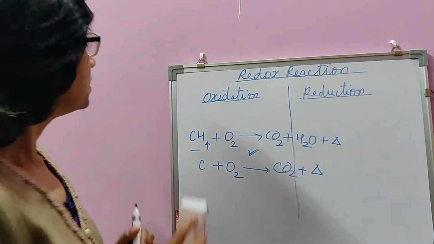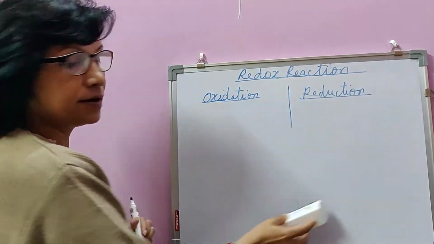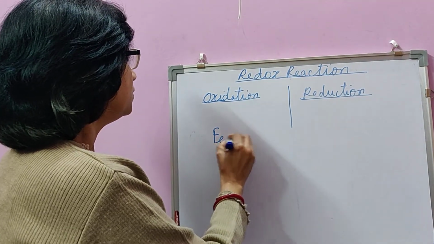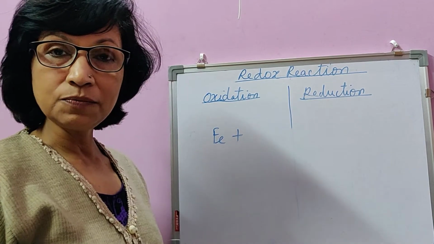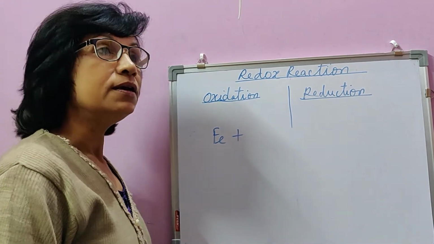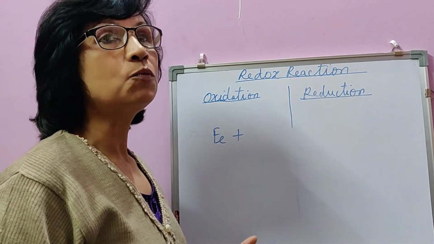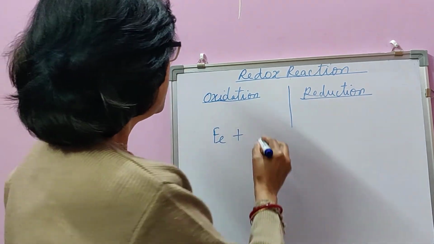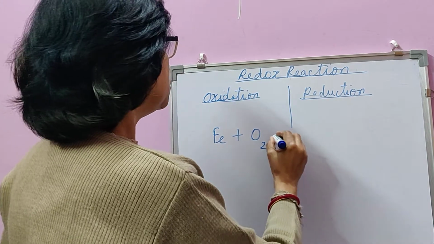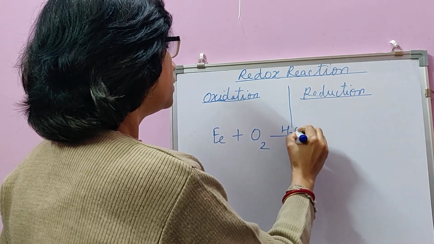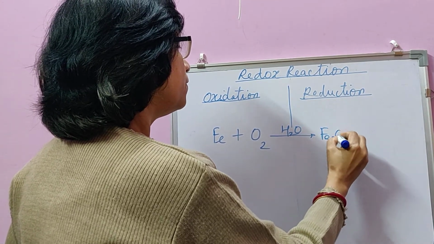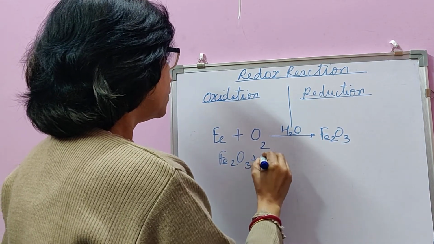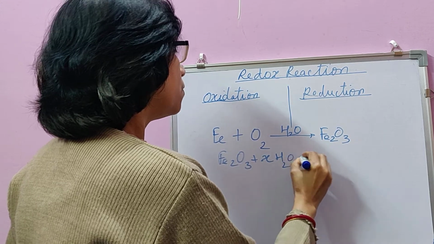For example, rusting. Rusting of iron is an example of an oxidation reaction in which heat and light are not produced, or heat is produced but in a very small amount and is not felt by normal people. Iron combines with oxygen in the presence of water vapor to form ferric oxide, and ferric oxide combines with water molecules to form rust.